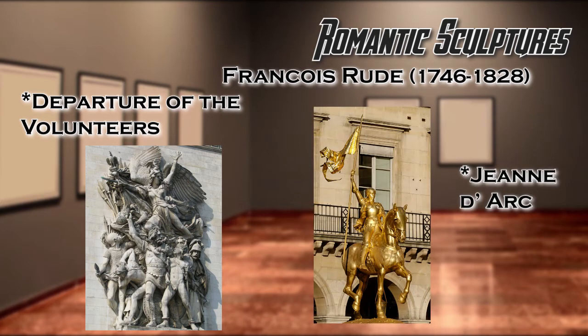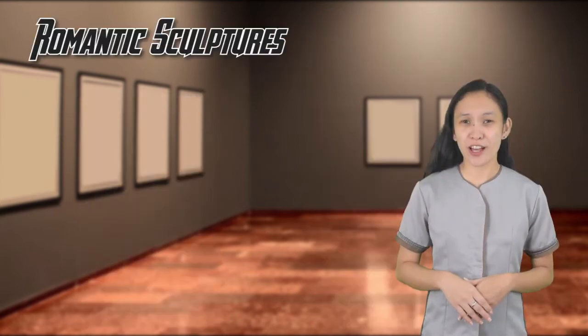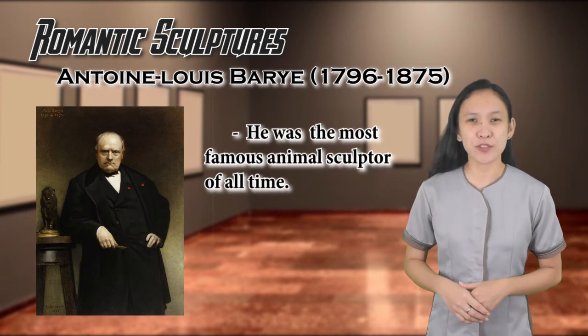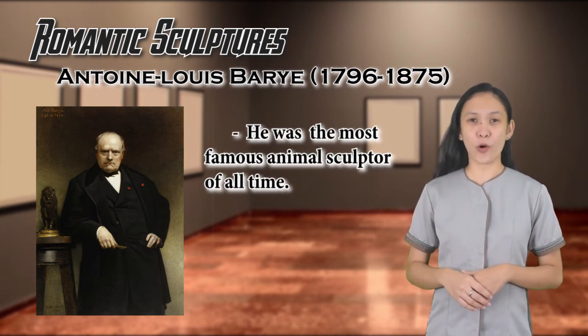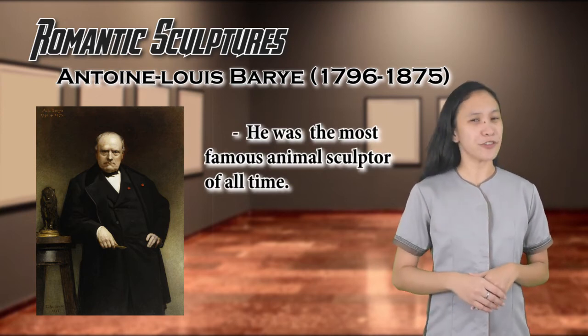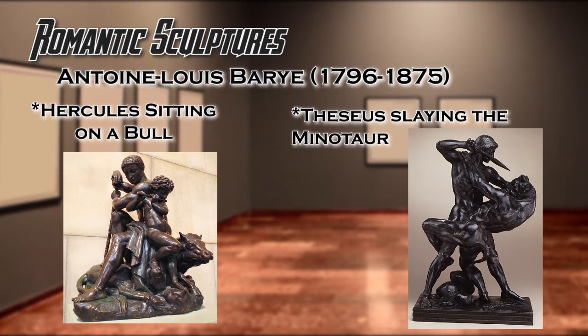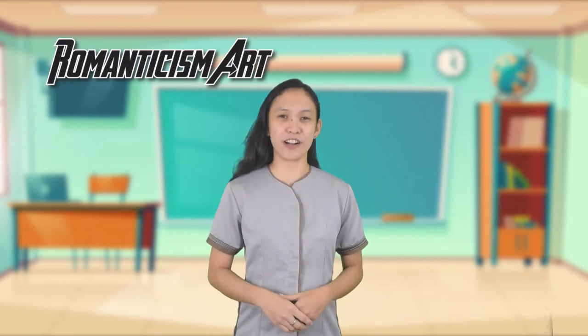Departure of the Volunteers portrays the goddess Liberty urging the forces of the French Revolution onward. Jeanne d'Arc. Next, we have Antoine Louis Barye. He was the most famous animal sculptor of all time. Barye's famous artworks: Hercules sitting on a bull, Zeus slaying the Minotaur. And that's from the Romantic era, the Romanticism art.